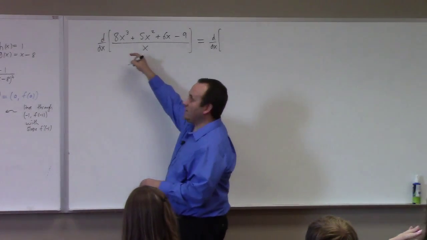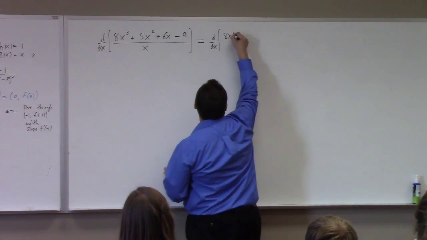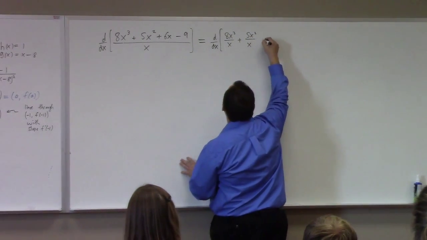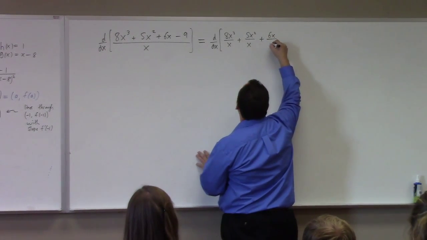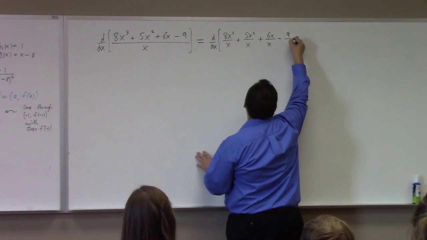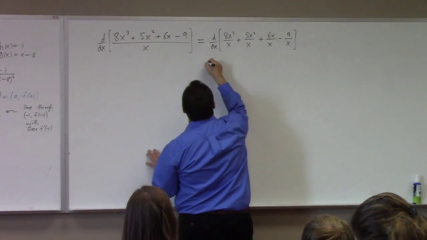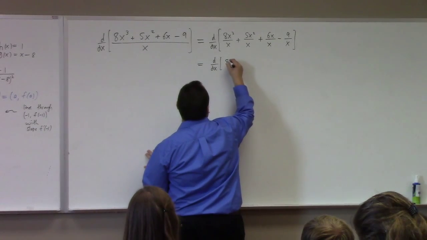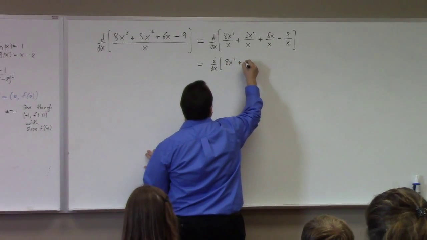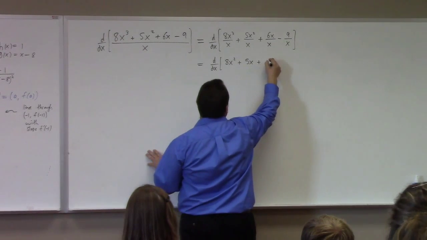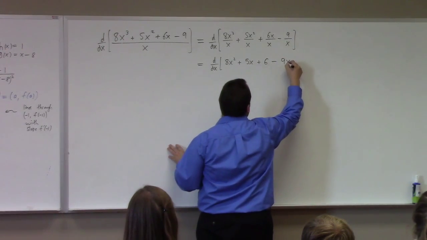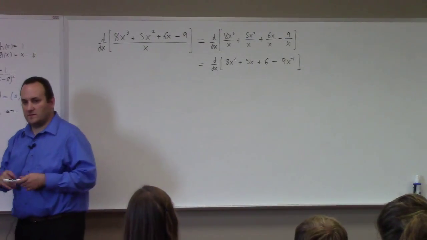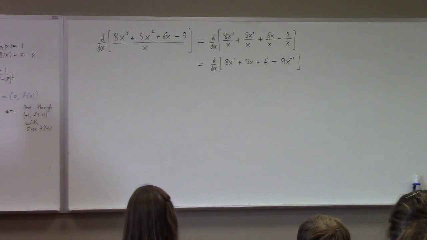So this is 8x cubed divided by x plus 5x squared divided by x plus 6x divided by x minus 9 divided by x. And so what is that? 8x squared plus 5x plus 6 minus 9x to the minus 1 power. And then I just do power rule, power rule, power rule. It's a constant, so it's 0. Power rule.